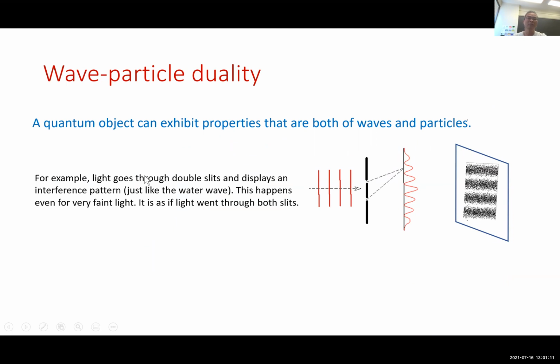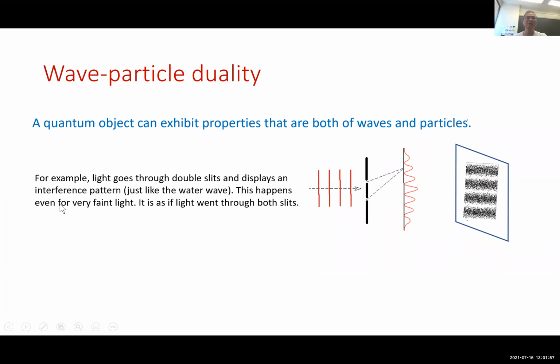However, in the quantum world, a quantum object can exhibit properties of both wave and particle. This is the so-called wave-particle duality. So let me give you an example. If we use light that goes through a double slit, and we see these interference fringes, this can be explained by the wave picture, because the waves coming from here and there have different phases and they can interfere constructively or destructively, showing this bright, dark pattern.